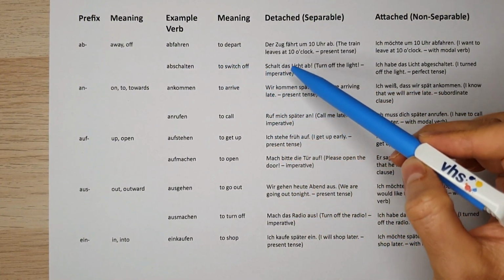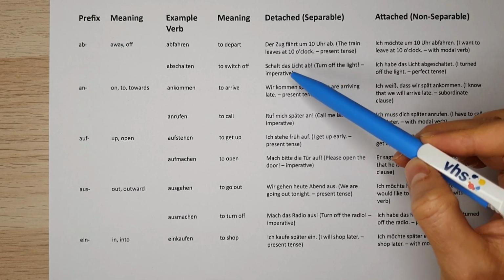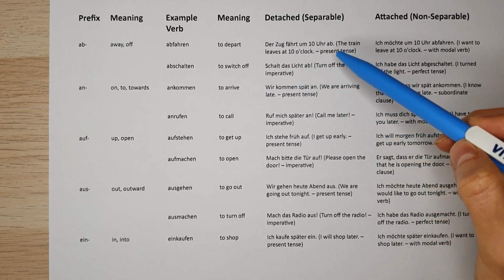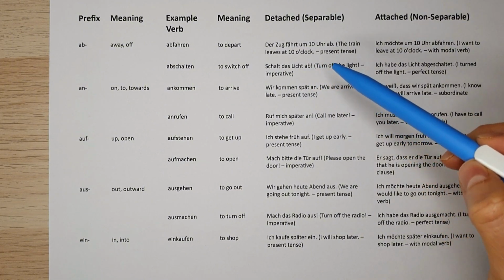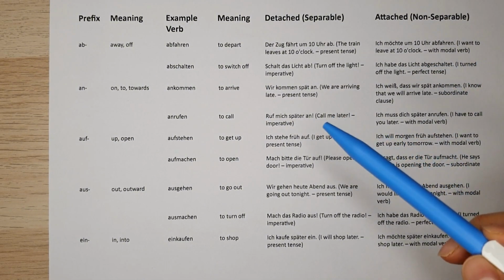Abschalten, to switch off. Schalt das Licht ab, turn off the light. This is an imperative case, and we just talked about that in case of present and imperative case, the trennbare verb separates. But in perfect and in modal case, it stays the same in modal verb case. So this is a perfect tense example. Ich habe das Licht abgeschaltet. So abschalten basically stays the same.